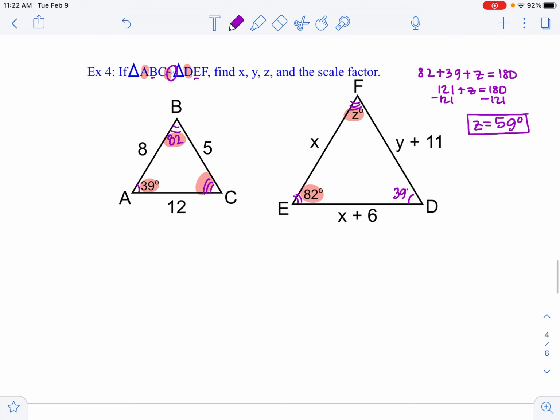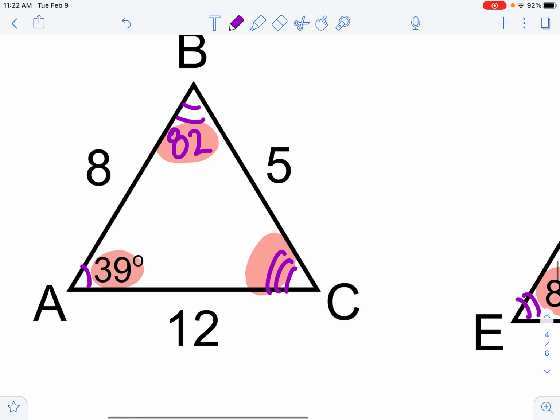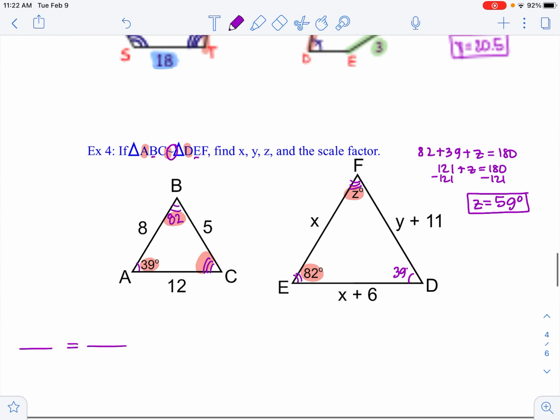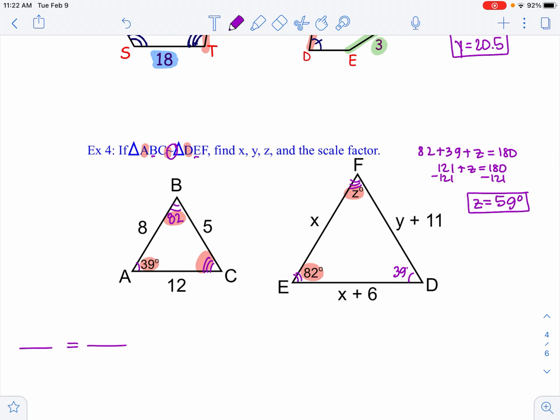All right, now I have to solve for x and y. This is using similarity. And I'm solving for sides, so I know I'm going to use a proportion. So I'm going to start by making a proportion. I'm going to start with the triangle on the left, and I don't want to say, oh, I can pick 8, 5, or 12, because if you look at the triangle on the right, those all have variables in it.